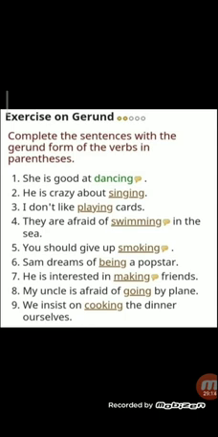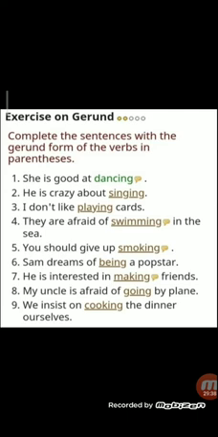अब जेरंड में क्या करना है? क्वेश्चन पूछना है what लगा के with verb. She is good at dancing. She is good at what? Dancing. He is crazy about what? What is she crazy about? Dancing. I don't like, sorry it is he. I don't like playing cards. I don't like what? Playing cards. So these are gerunds, children.